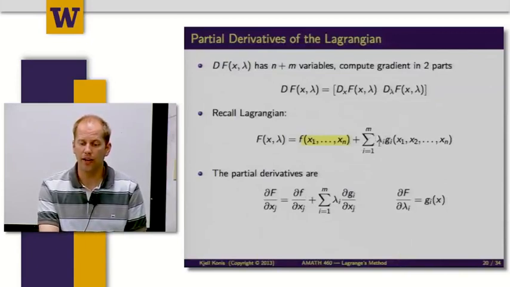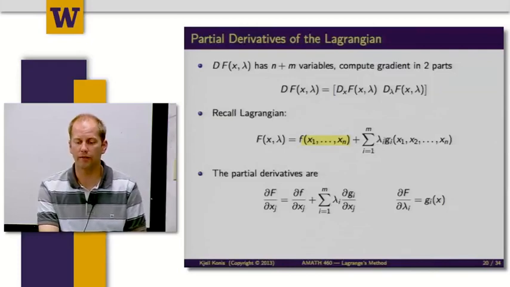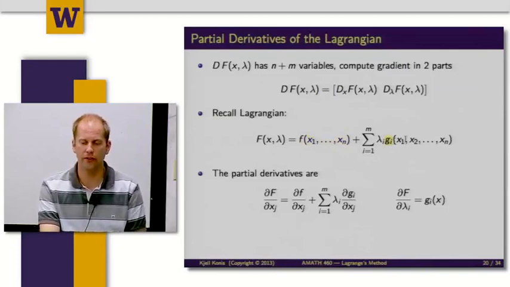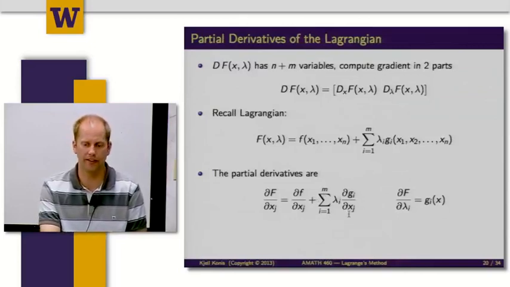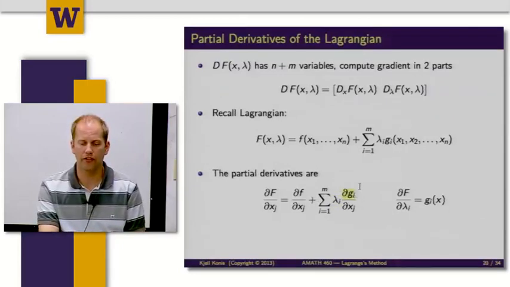And then for lambda 1, I'm going to end up with lambda 1 times the partial derivative of g1 with respect to xj, plus lambda 2 times the partial derivative of g2 with respect to xj. So I can actually just move that differentiation operation across the sum, and what I'll end up with is the partial derivative of f with respect to xj, plus the sum from 1 to m, summing over each one of these Lagrange multiplier terms, of lambda i times the partial derivative of constraint i with respect to xj.